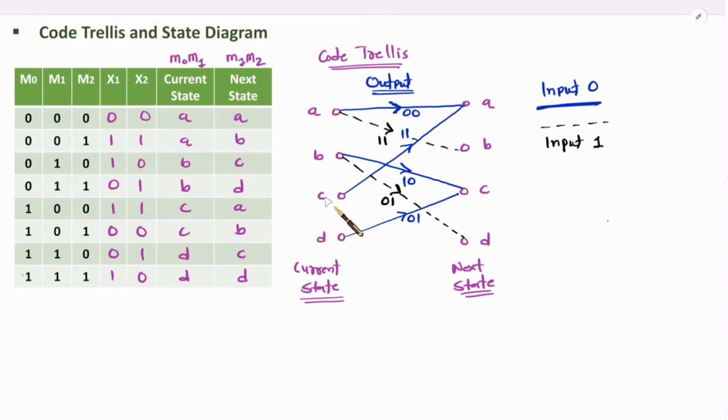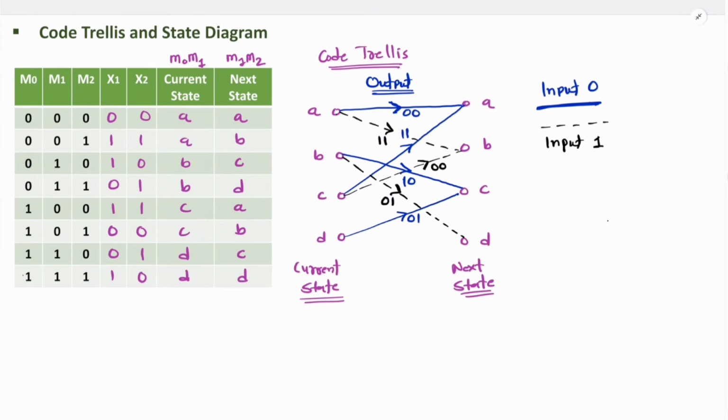See, current state C, input 1. Current state C, input 1, next state will be B. So here we need to plot a dashed line, and on the line we need to write the output. So output will be 0 0.